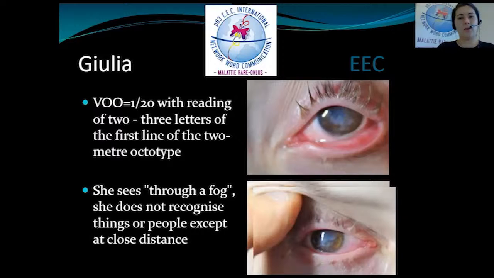We are going to talk about Julia's example, who is affected by E.E.C syndrome, which creates a bilateral cornea opacity with a serious low vision. The retina is normal. However, the cornea is opaque. There is no chance with stem cells to modify this cornea opacity and return transparency to the cornea. Her ability to see is 1 on 20, under 1 on 10, so she sees through a fog. She's not able to recognize things or persons if not at a close distance.